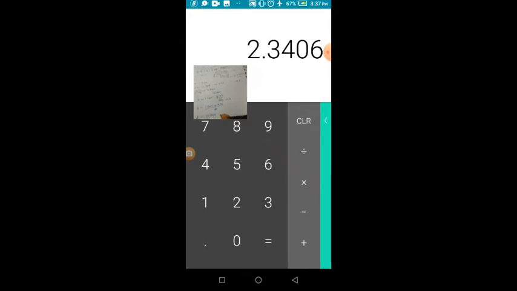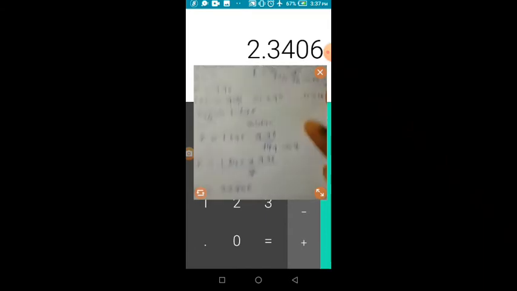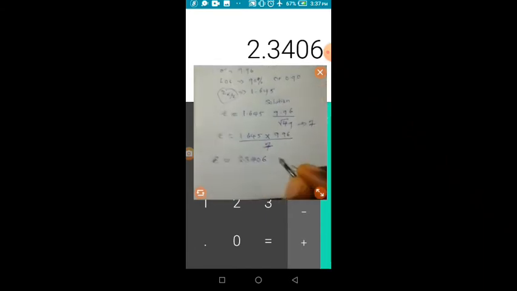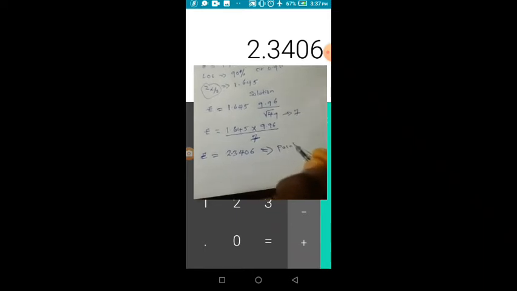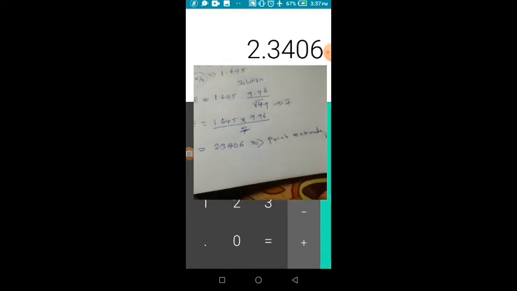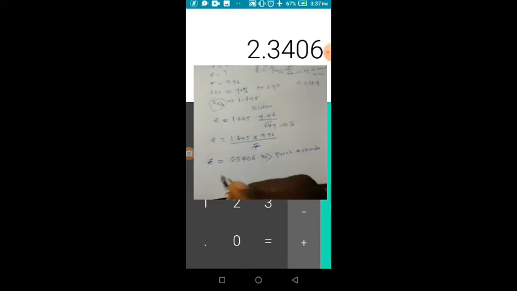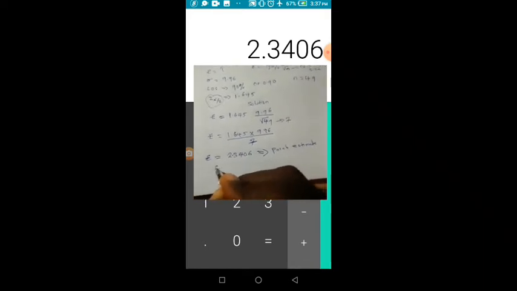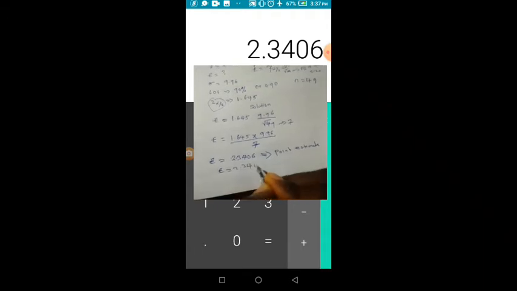So this is our margin of error. This is an example of a point estimate. You can see that's the example of a point estimate. Our E equals 2.3406.